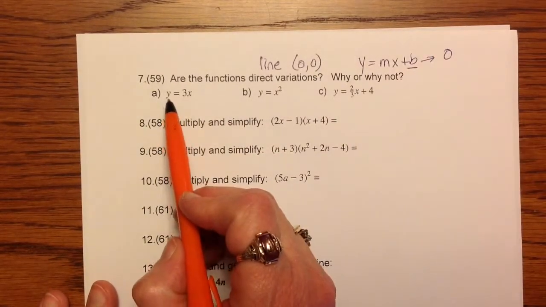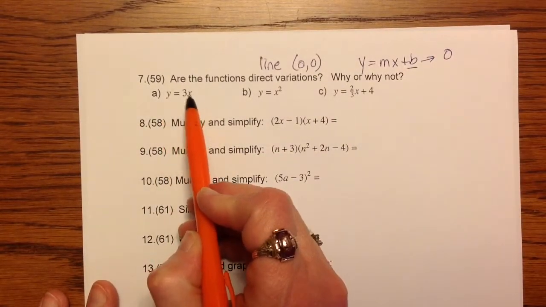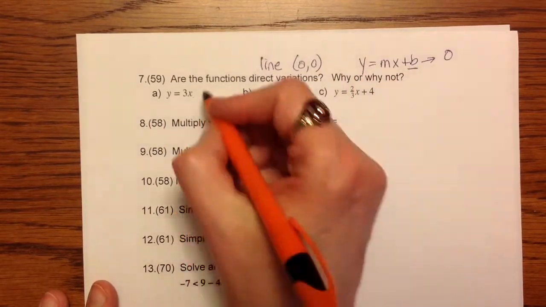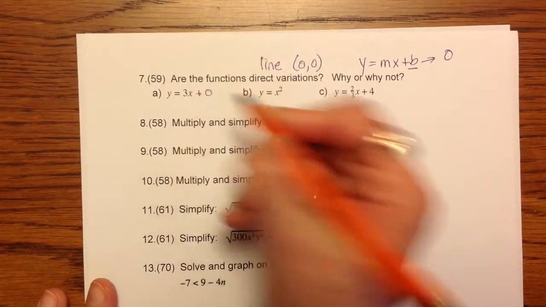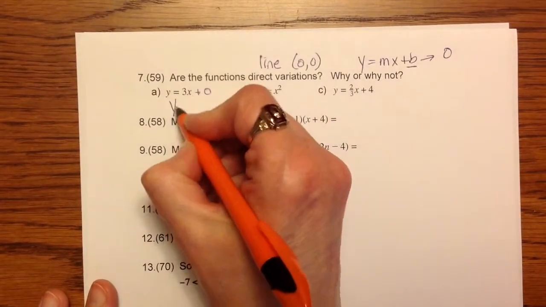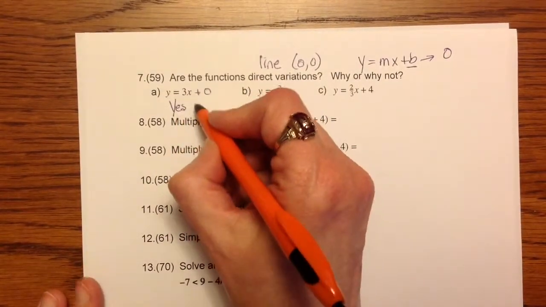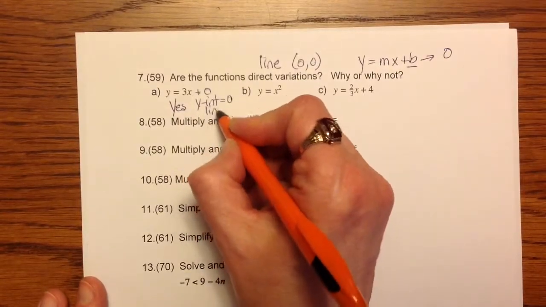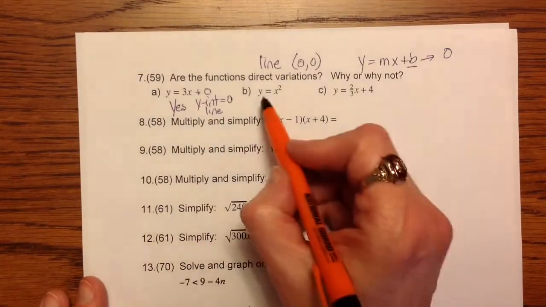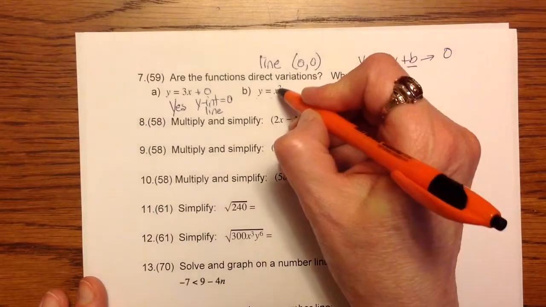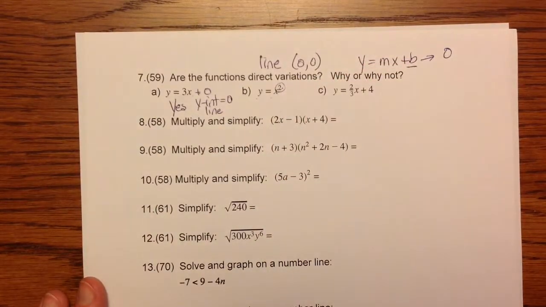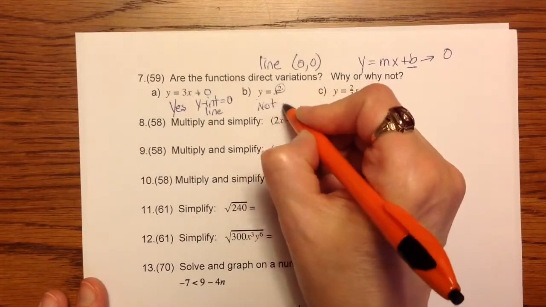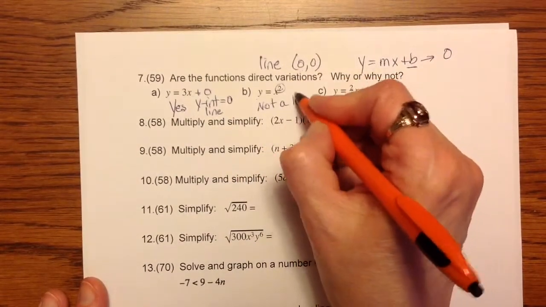It's going to be a direct variation. So in this case, y equals 3x. Well, that's the format, y equals mx plus b. And notice that the b right here is 0. So yes, the y-intercept is 0, and it is a line. Y equals x squared, and there's what throws that off right there. Y equals x squared, if you graph that, that is not a line. It does go through the origin, but it's not a line.